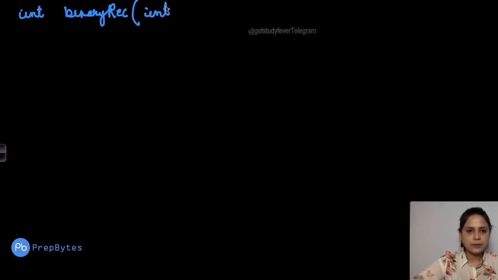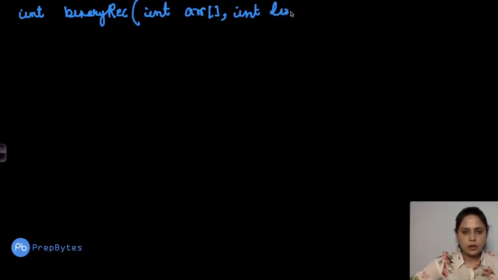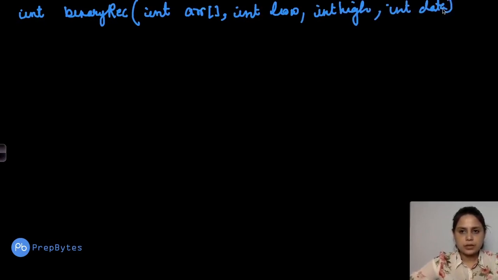Okay, now let's go ahead and write the recursive code. Let's say this is my recursive code. The function is int binary rec. What parameters will we pass? We will have the array, the low, the high, and the data. While writing the recursive code, we have to take care of the parameters, the recursive call, and the base condition.